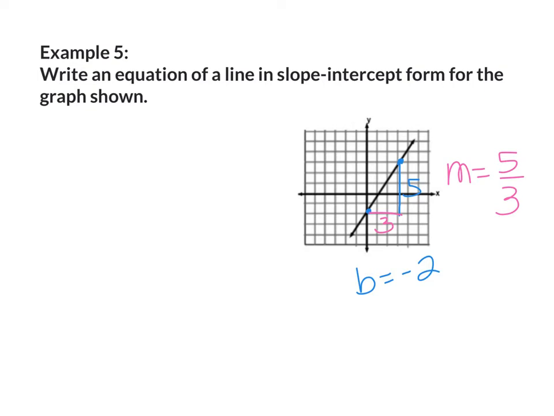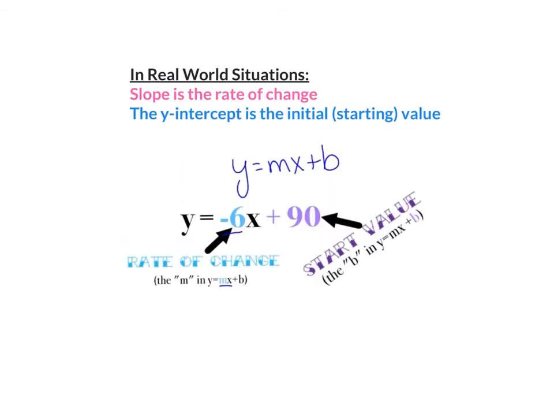So now I'm going to write my equation. y equals, my slope is 5 over 3x, and then my y-intercept is negative 2. So my equation in slope-intercept form is y equals 5 over 3x minus 2. In real-world situations, slope is the rate of change. The y-intercept is the initial starting value. So in our equation, y equals negative 6x plus 90, our rate of change is our slope, which is negative 6. And our starting value is our y-intercept, which is 90.